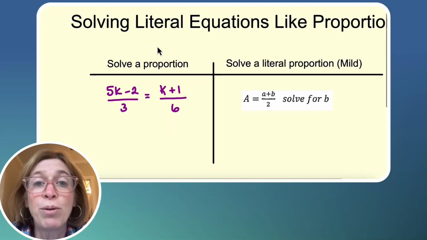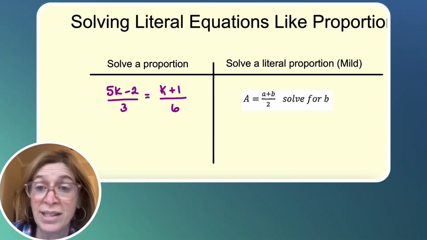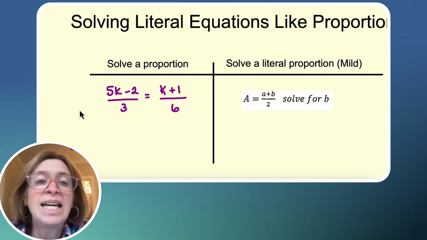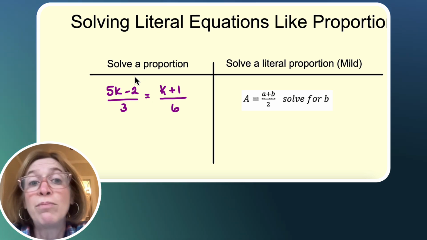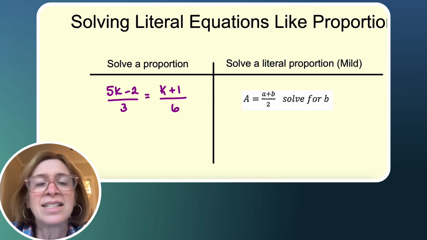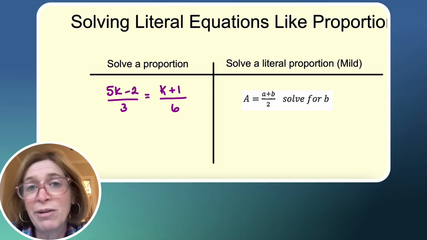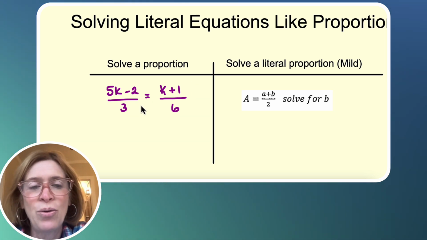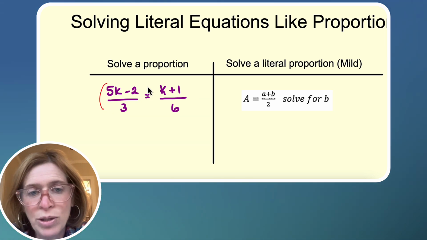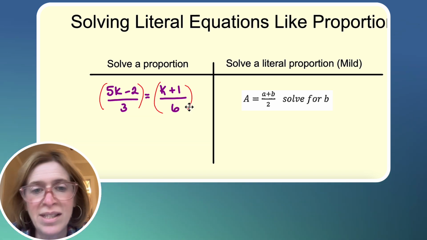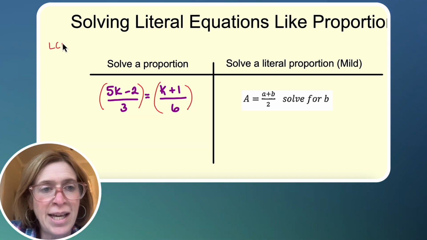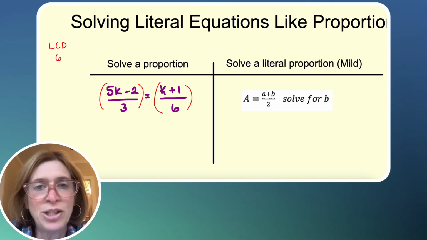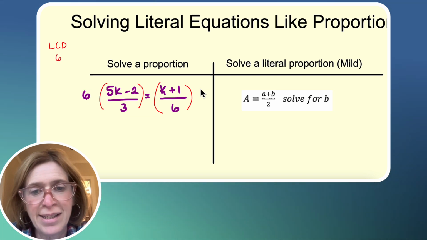Let's look at equations that are like proportions. So we can have literal equations that look like proportions. And you've learned how to solve a proportion a multitude of ways. I like to solve a proportion by clearing fractions. Some teachers have you cross multiply. So I'm going to clear the fractions. I'm going to multiply both sides by the lowest common denominator. In this case, the lowest common denominator is 6. So I'm going to multiply both sides by 6.